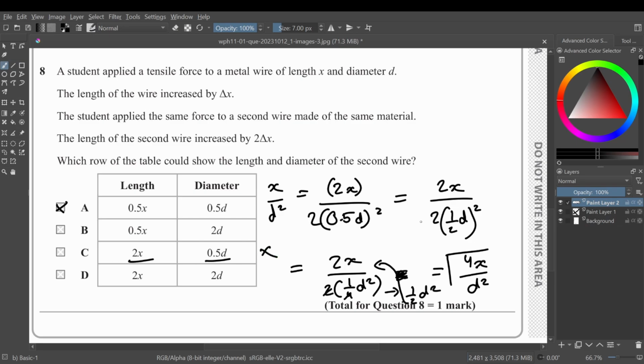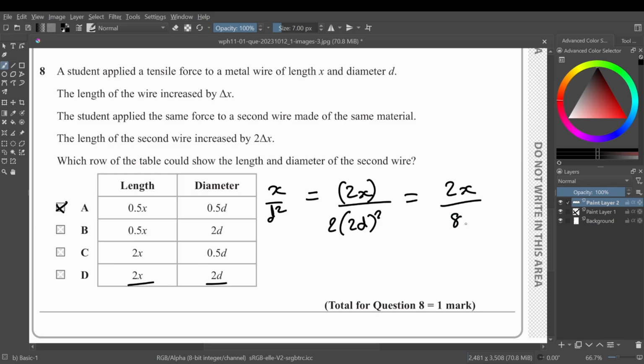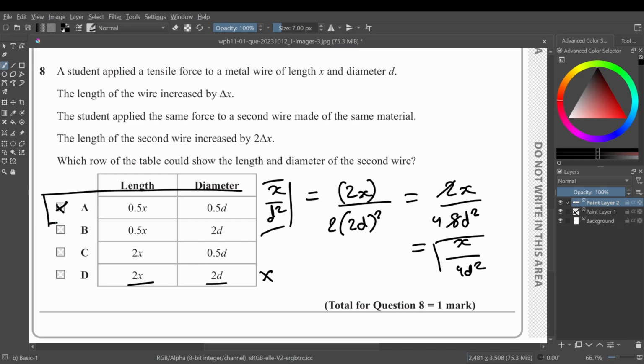Let's check the final option, which is option number D. Option number D says 2x and 2d, so x by d square is equal to 2x by 2d square, right? If you check this as well, it's 2x by, 2 square is 4, 4 times 2 is 8, so it's 8d square. If you cut this out, you will be left with 4, so it's x by 4d square, which is also incorrect because it doesn't match with this equation. So option number D is incorrect as well. So your final answer is basically A, right?